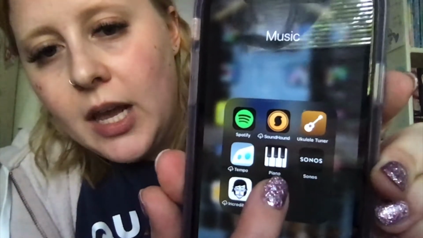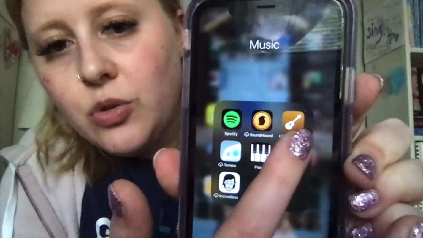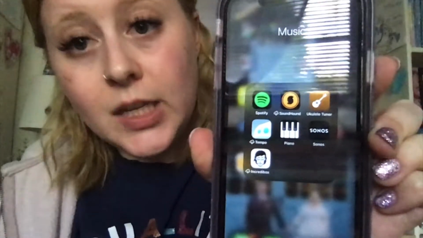The second way is to use technology. So probably the easiest way, the way that I use the most, is my phone. And there are a couple of apps that you can download to help you in your quest. I have two that I use. One of them is called Piano. One of them is Ukulele Tuner. So we're going to take a peek at both of those.